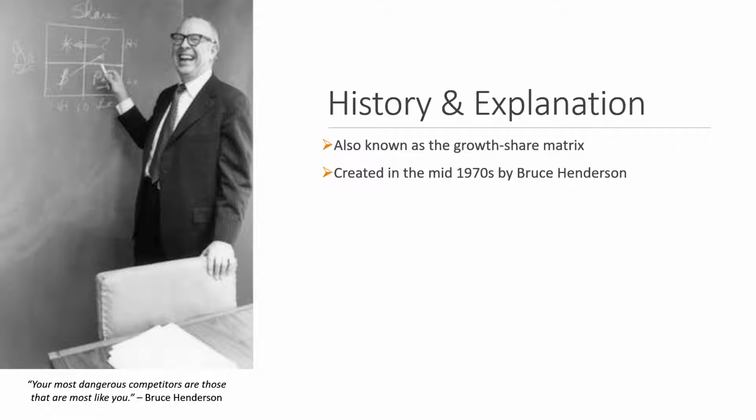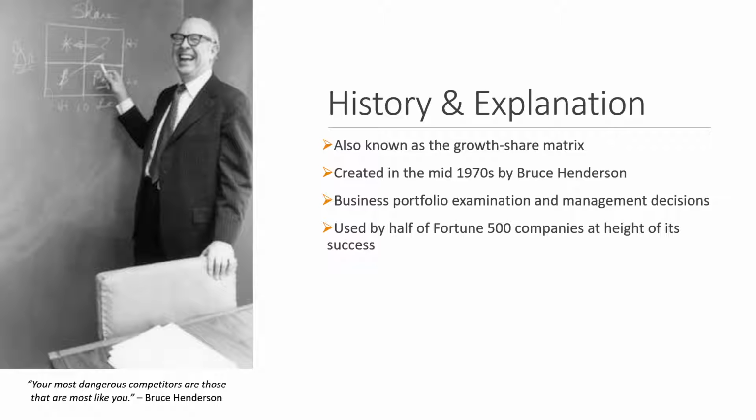The BCG matrix, also referred to as the Growth-Share Matrix, was created by Bruce Henderson in the mid-1970s for Boston Consulting Group. The BCG matrix is helpful in terms of portfolio examination and management decisions. However, the matrix was initially created to help various associations with the errand of investing in their product offerings in their portfolios. At the pinnacle of the matrix's success, which was during the late 1970s and early 1980s, about half of all Fortune 500 companies were utilizing the matrix to determine which markets and business units to invest in.